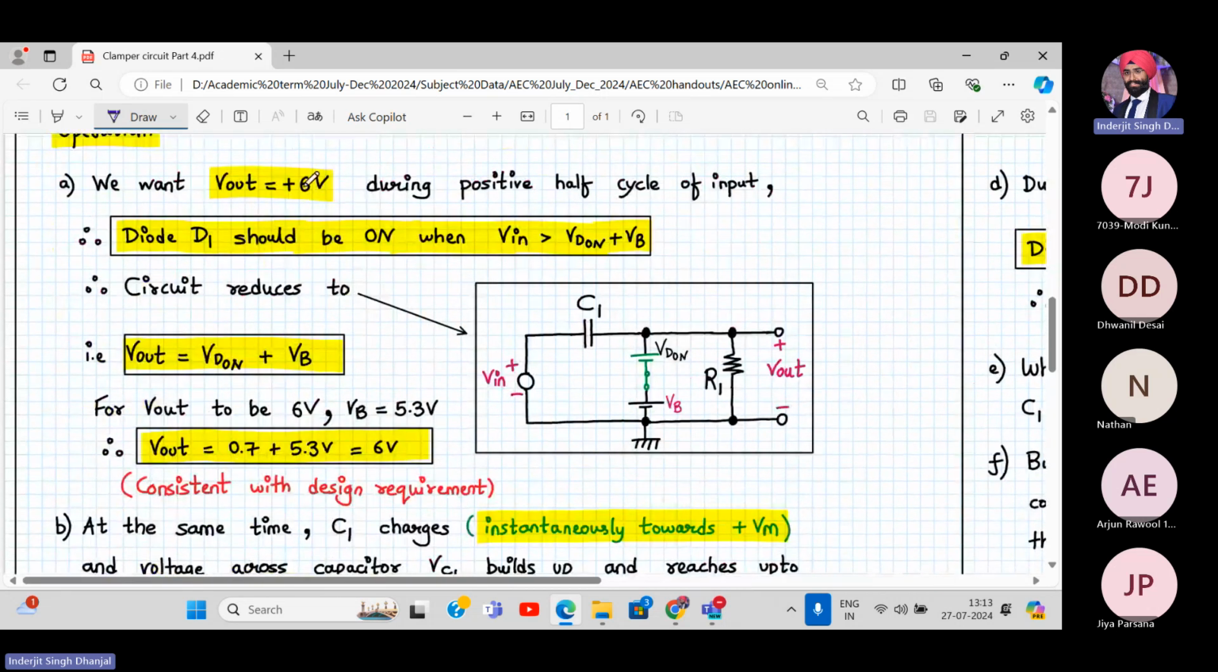So we want plus 6 during the positive half cycle, right? So the diode should be on whenever Vin is greater than VD on plus VB. So how much should VB be? VD on is 0.7, so VB should be 5.3. I think 5.3 was correct. Yeah, 5.3. We want 6 volt, right?